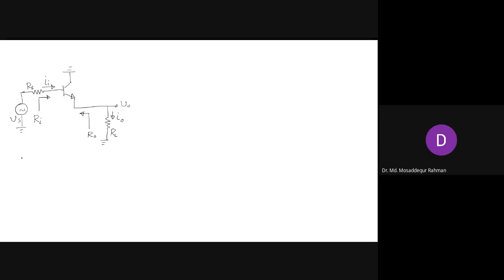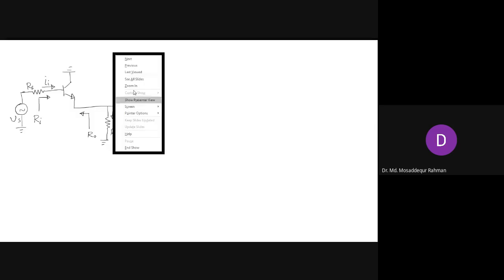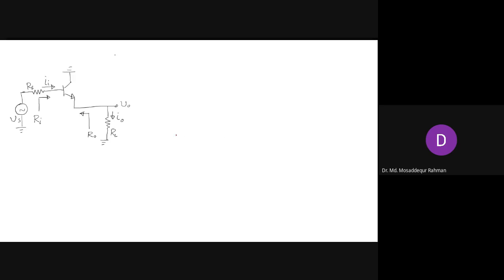So first I write the expressions that we got from our small signal analysis, starting with the input resistance. Input resistance was R pi plus beta plus 1 times RL. Remember, common collector has a high input resistance and a low output resistance. Output resistance was small RE plus RS divided by beta plus 1.